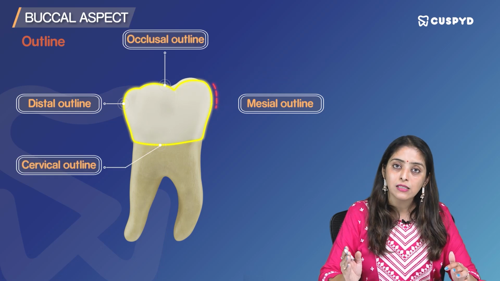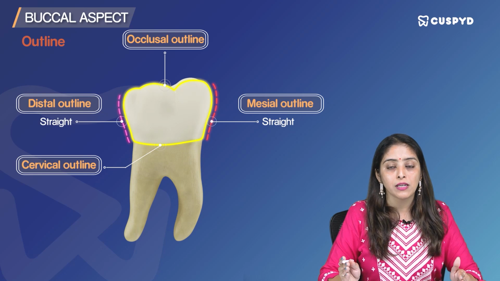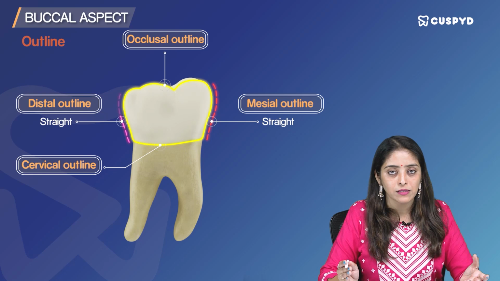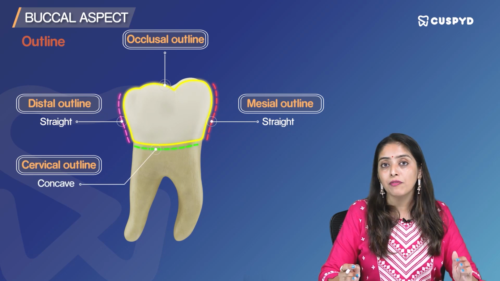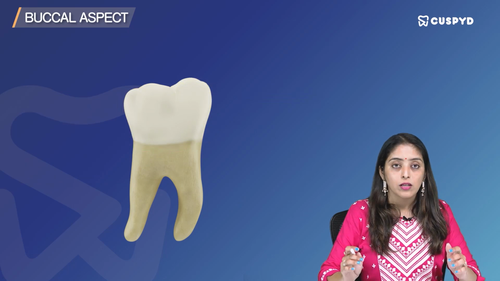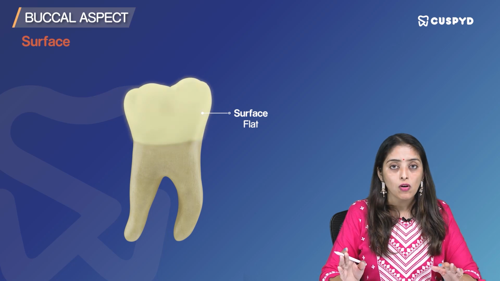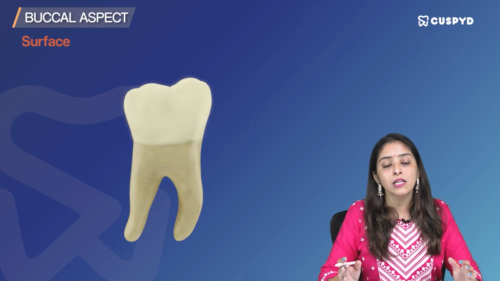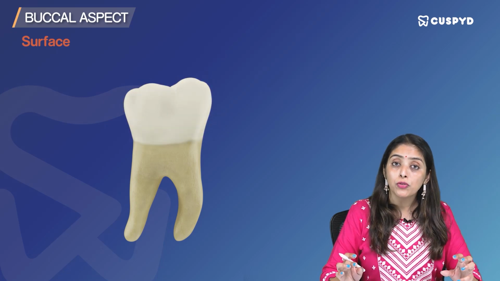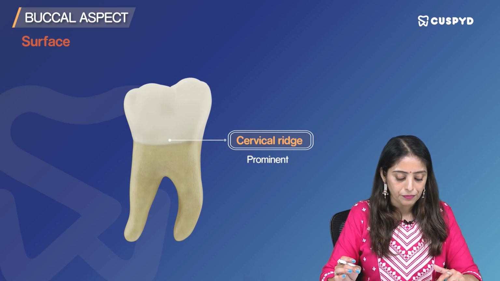The mesial outline is relatively straight. The distal outline is also straight above the cervical line, then becomes slightly convex at the contour of maximum convexity. The cervical line is concave with the concavity directed towards the crown. The buccal surface is relatively flat with the presence of the cusps. In the occlusal area it becomes slightly more convex, but in the cervical area it becomes flatter. You do have a prominent cervical ridge just above the cervical line.